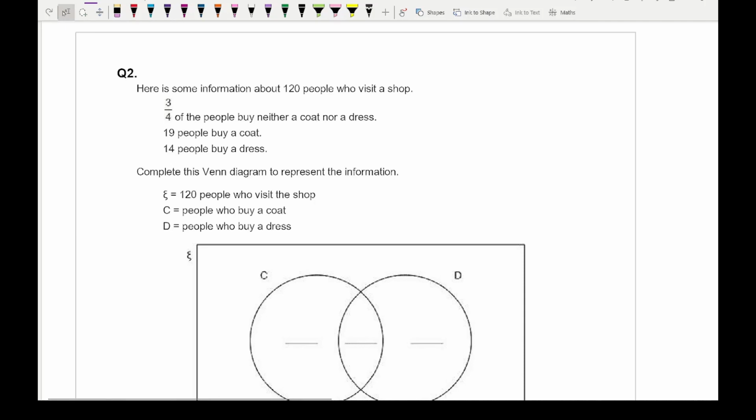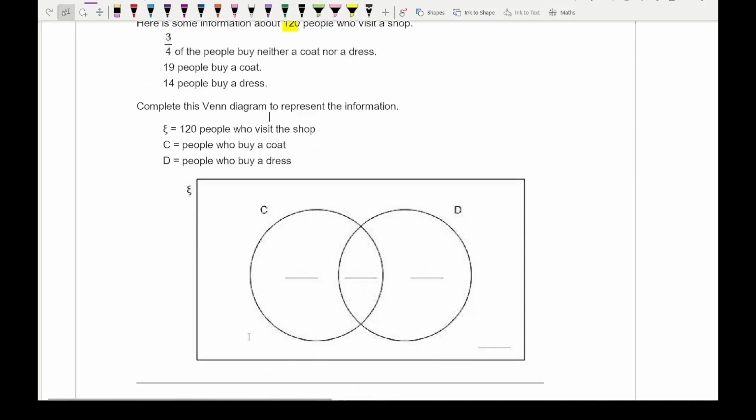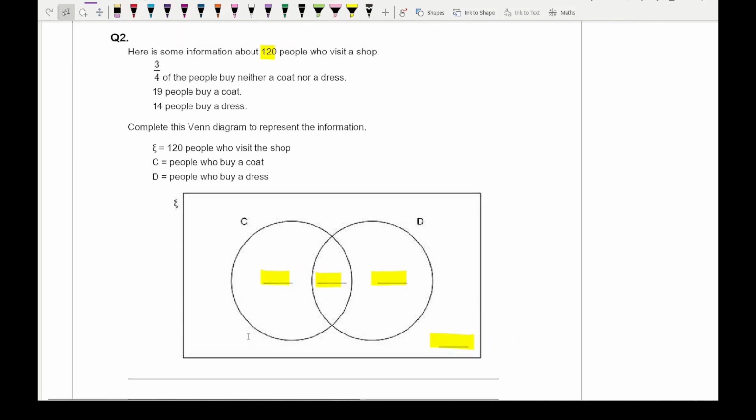So in this particular question what we know is that there are 120 people included in this particular sample. So of the 4 numbers, all of those numbers that I write need to add up to 120. Let me just zoom out so we can see the information and the Venn diagram. Now looking at the first bit of information, more often than not the information that's given to you in the question is usually what's going to be used first, second, and so on. So here we know that 3/4 of the people buy neither a coat nor a dress.